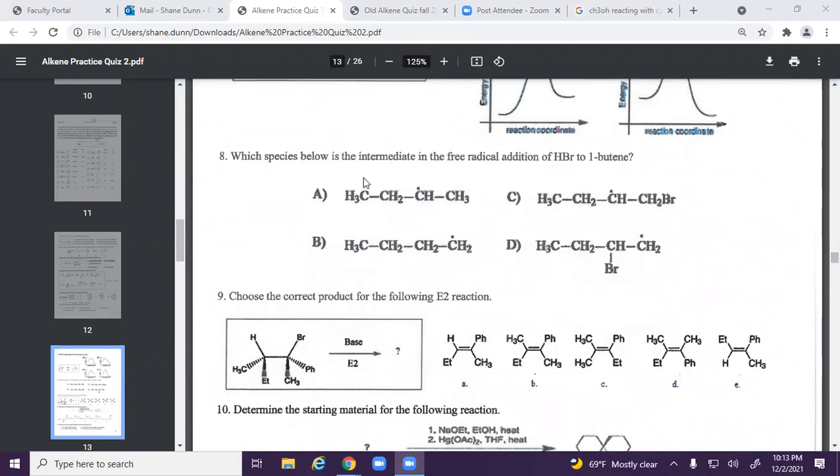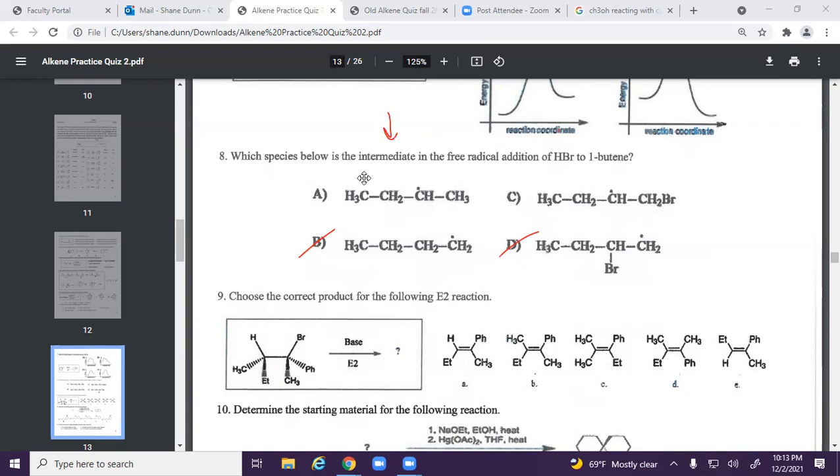A radical wants to act just like a cation. So it prefers to be benzylic, allylic, tertiary, or secondary if it's the last option. So the radical wants to be on a secondary carbon. Make sense? This is how radicals work. Wrong, because the radical is not on a secondary carbon, right?